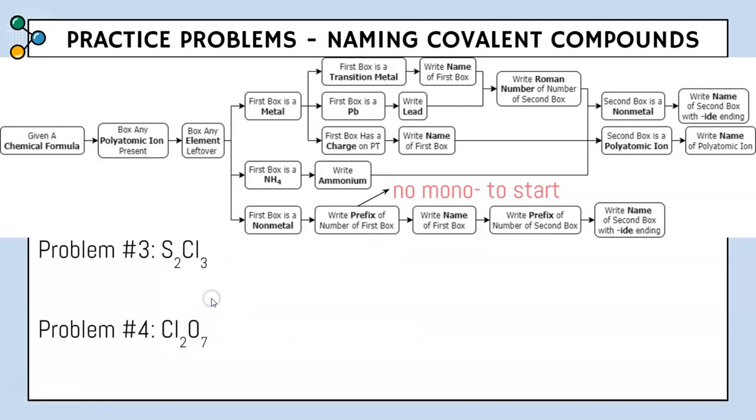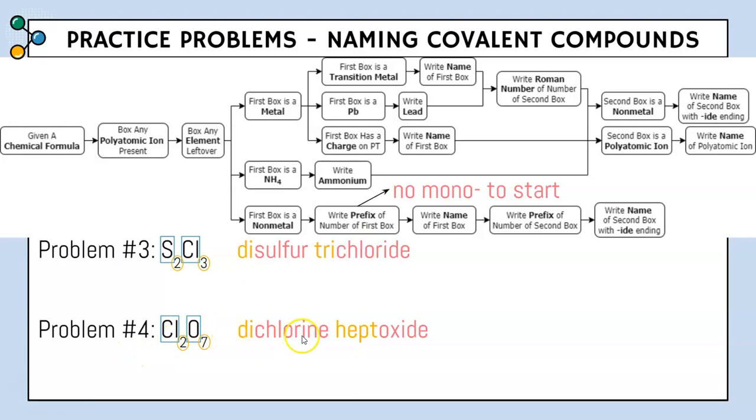So with that idea, go ahead and do problems number 3 and 4 on your own. Pause the video, and when you have your answer, press play. And here's your answer. Number 3 is disulfur trichloride. And number 4 is dichlorine heptoxide. Now, hepta is spelled H-E-P-T-A, but because we have an A-O, whenever you have an A-O, you're just going to drop the A and finish it off with oxide.